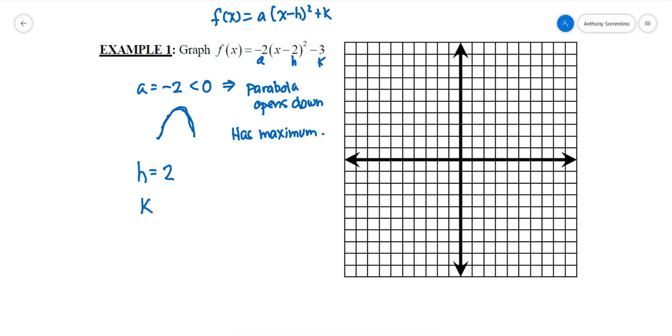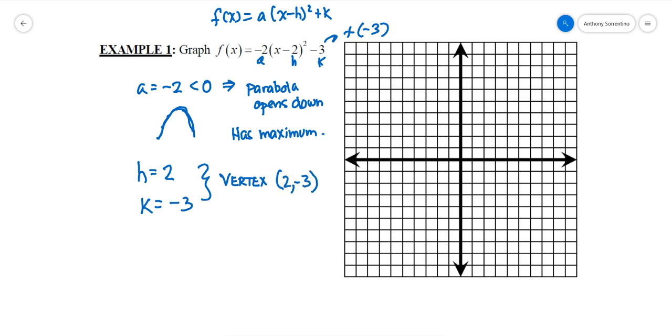K is -3 because the k should be added. So this -3 here is like having a plus -3. So that's what k has to be. So that means that my vertex is at 2, -3.